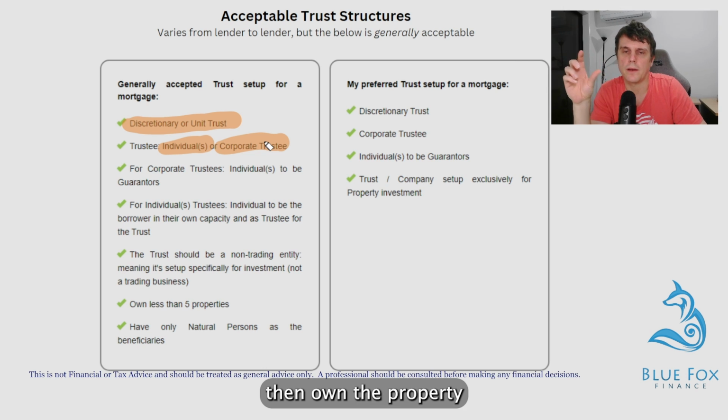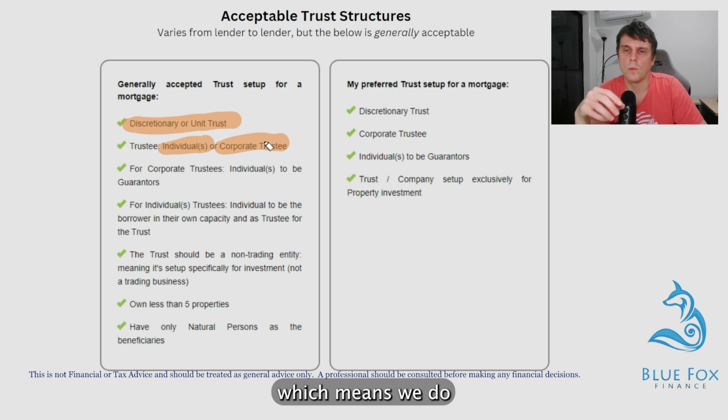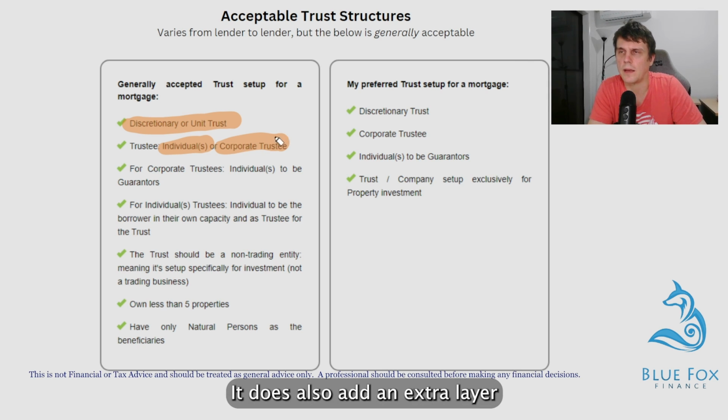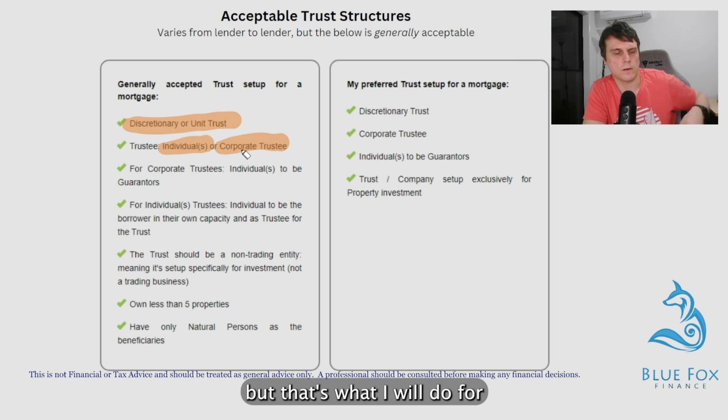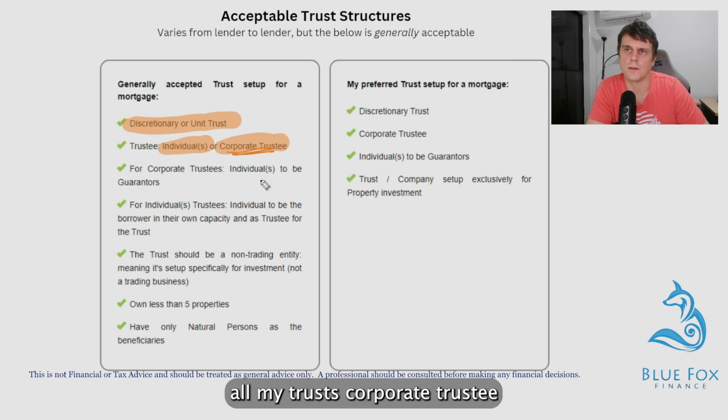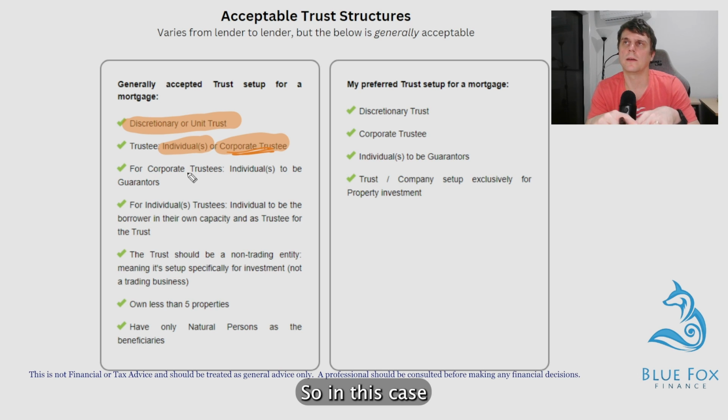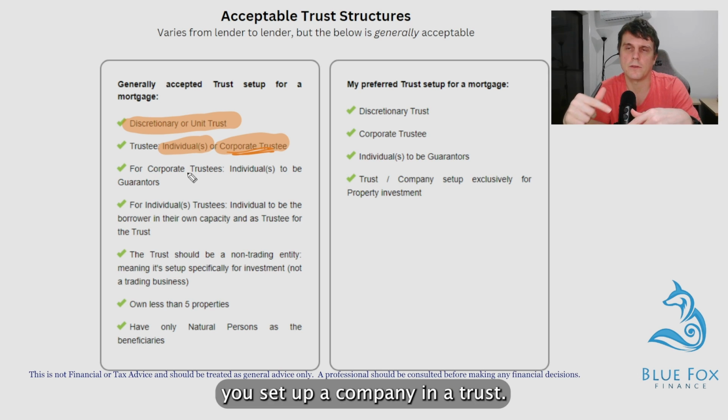The company will then own the property and the mortgage on behalf of the trust, which means we do not hold it in our personal name, and we can then start to exclude it a lot easier. It does also add an extra layer for asset protection and whatnot, but that's what I will do for all my trusts, corporate trustee. For corporate trustees, so in this case, you set up a company and a trust.